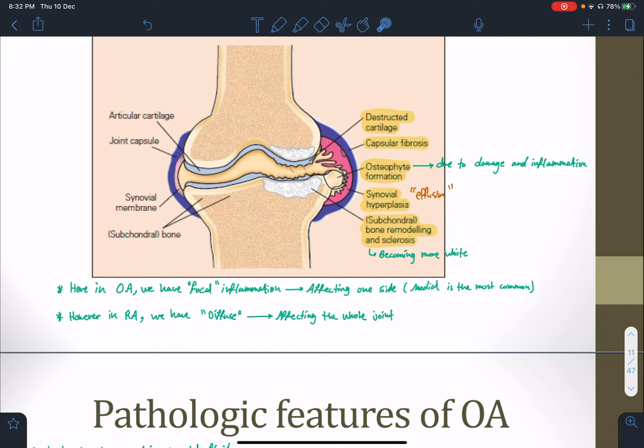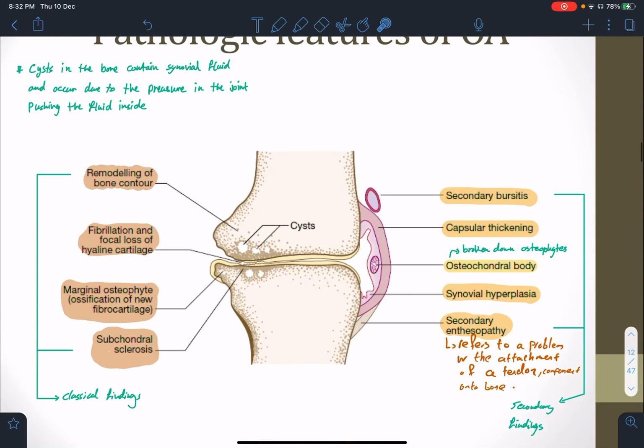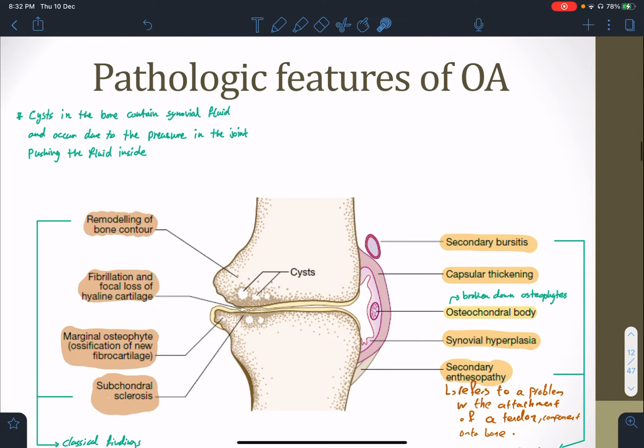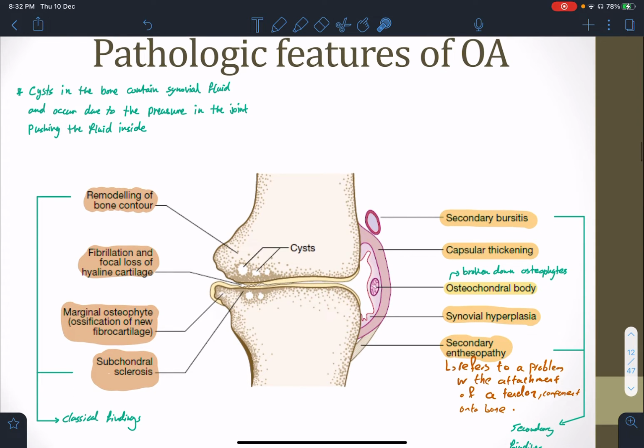However, in rheumatoid and other conditions, you might have diffuse inflammation where multiple joints are affected and inflamed. Another slide explaining the pathological features of osteoarthritis. Here we have remodeling bone. There is subchondrosclerosis. We have fibrillation, as we expected. There is lifting of the articular cartilage. There will be focal loss more on one side. Marginal osteophytes, which are growing out due to damage, inflammation, and excessive and repeated stress.